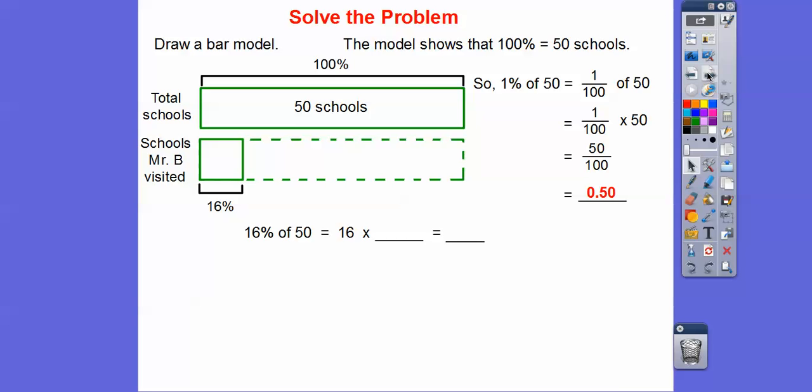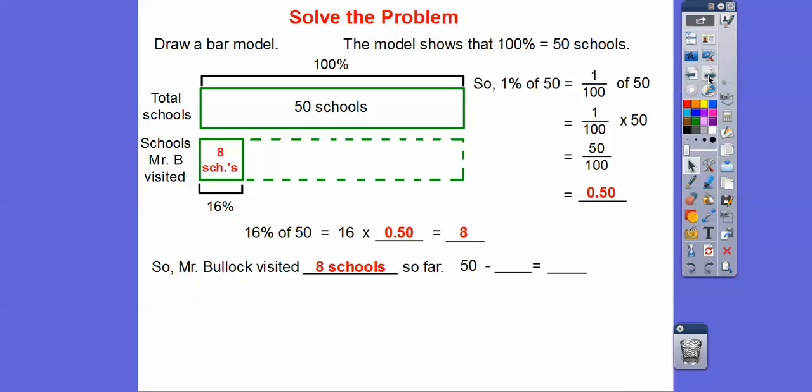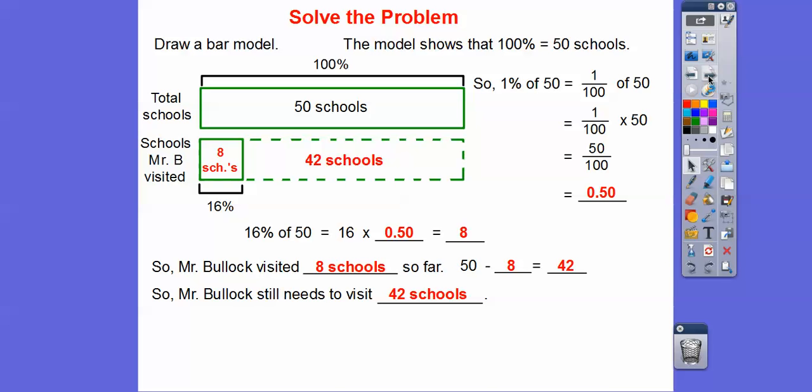So 16% of 50 is going to be 16 times this 1% because we're going to have to find 16%. So 16 times 0.5 is the same as taking half of 16, which gives us 8. Okay, so Mr. Bullock has visited 8 schools so far. So we're going to do 50 minus 8, and that means he's still going to need to visit 42 schools right there. So Mr. Bullock still needs to visit those 42 schools.